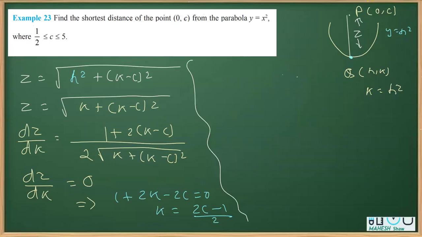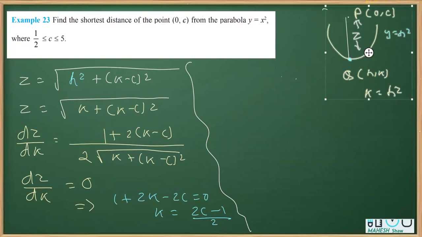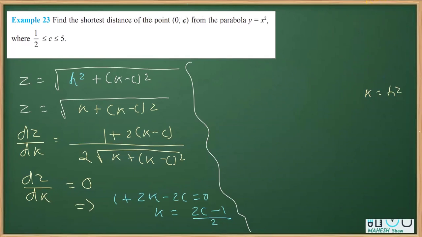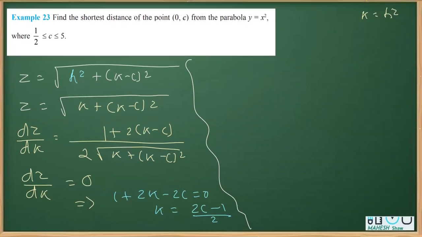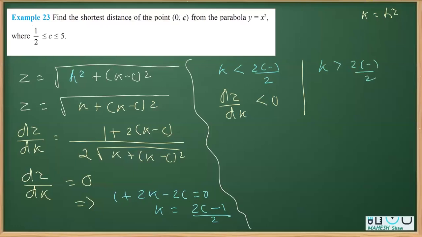Now we are going to apply the first derivative test and show that for k less than 2c minus 1 by 2, dz by dk is less than 0, and for k greater than 2c minus 1 by 2, dz by dk is greater than 0.